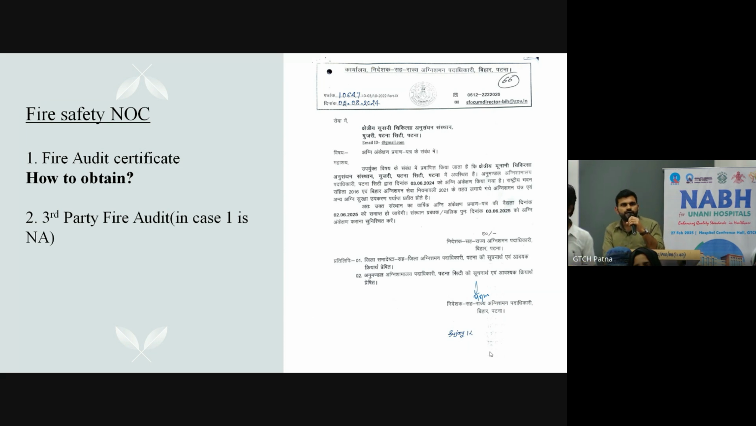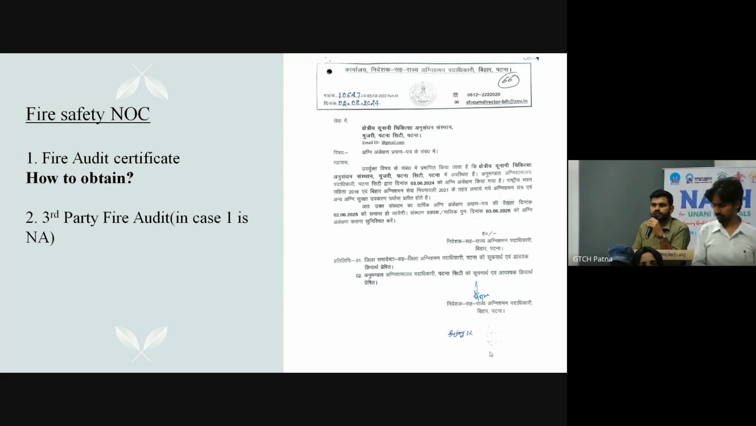They give you a fire audit certificate. They visit your site and check that all the fire equipment you are using is well maintained and everything is fine. Then they will provide you that fire audit certificate, and it will be sufficient. In case you can't obtain the fire NOC or fire audit certificate, you can opt for a third party fire audit. This is done by private agencies, so that you can initiate the process further without delaying it.